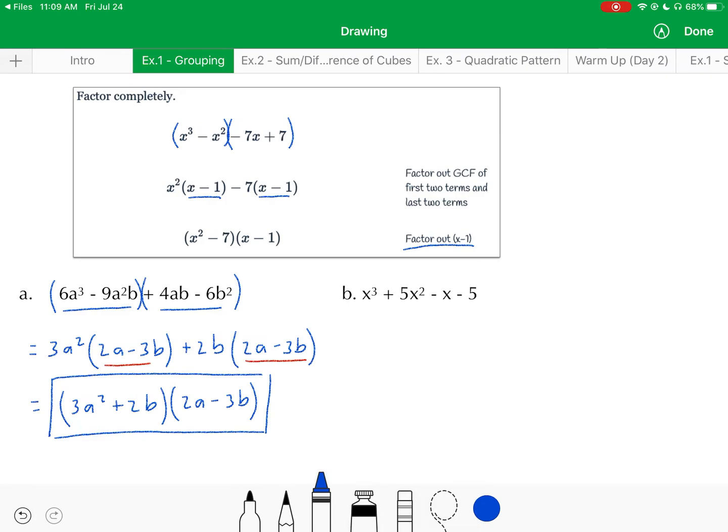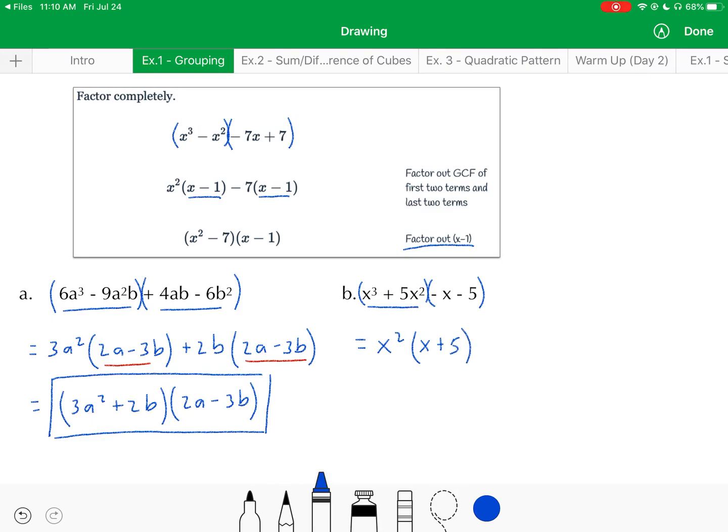Second example, again, notice there's 4 terms. There is no common factor between all 4 of them, okay? So I'm going to group the first 2 together as well as the last 2. x squared plus 5x squared, they have an x squared in common. If I factor that out, I would be left with x plus 5.